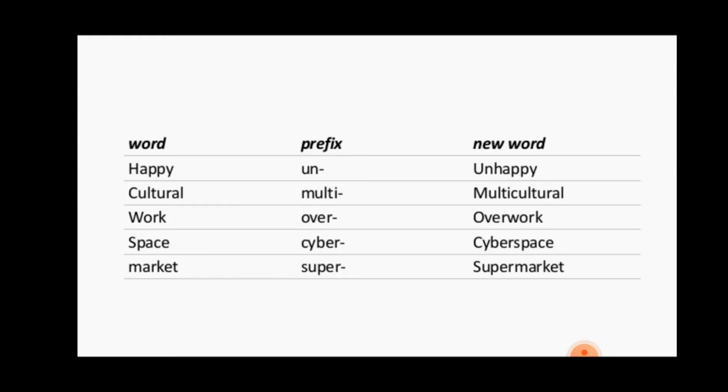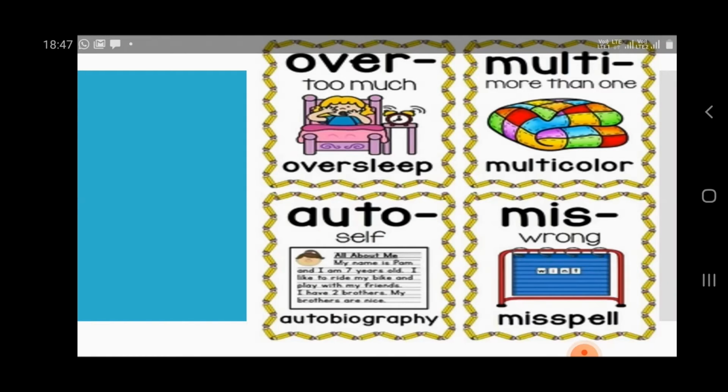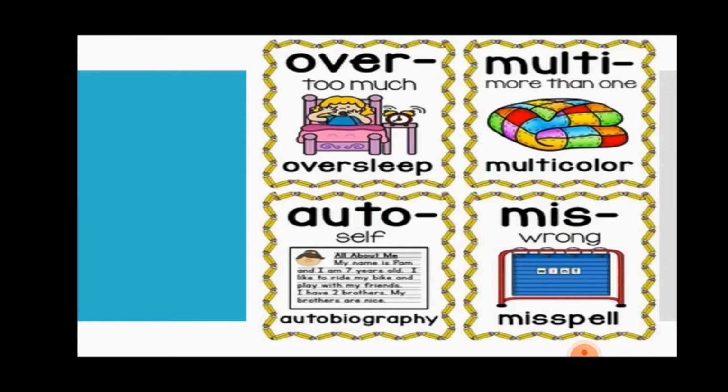Now you see the words with prefixes. Some groups of letters are called prefixes. Happy, you add un, unhappy. Cultural, you add multi. Work, you add over. Space, before that you add cyber, cyberspace. Market, before that you add super, supermarket. So the prefixes are un, multi, over, cyber, and super. Here, oversleep, multicolor, autobiography, misspell. Over is a prefix, multi is a prefix, auto is a prefix, and mis is a prefix.